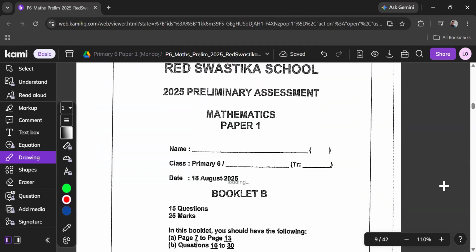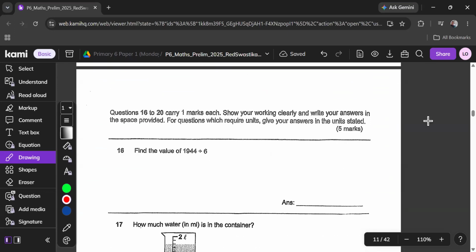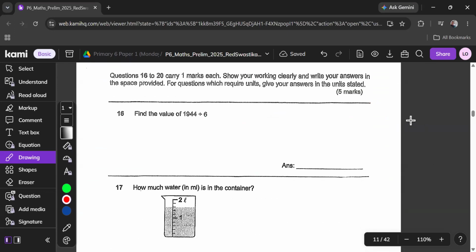Okay, question number 16. If you need to copy down, let me know. Mister, after the lesson, you can stay back to copy down. Okay, question 16, the answer will be 324, P3. Your test on how to divide. Mister will go through the dividing, so maybe a bit boring.